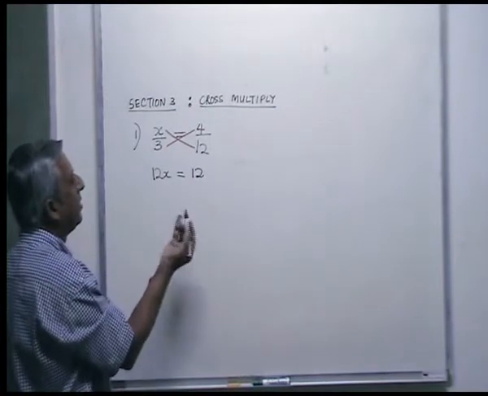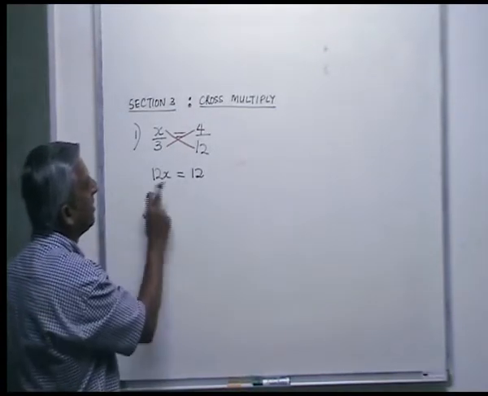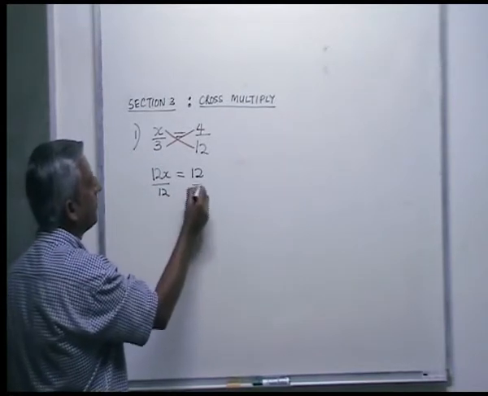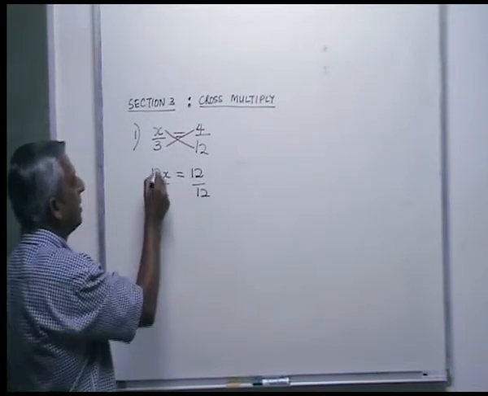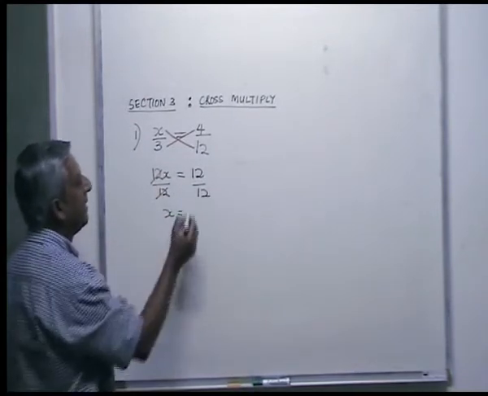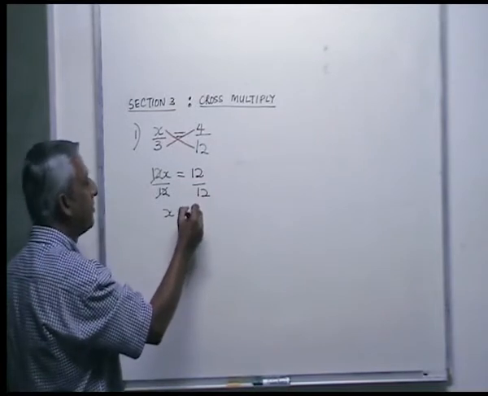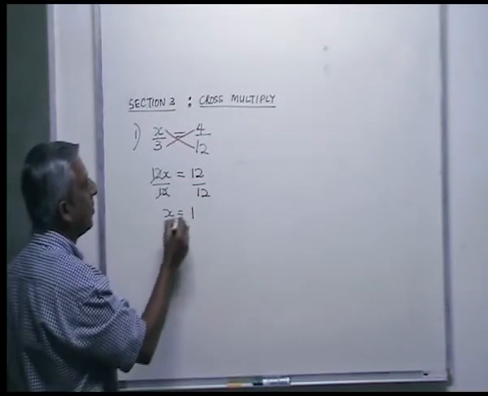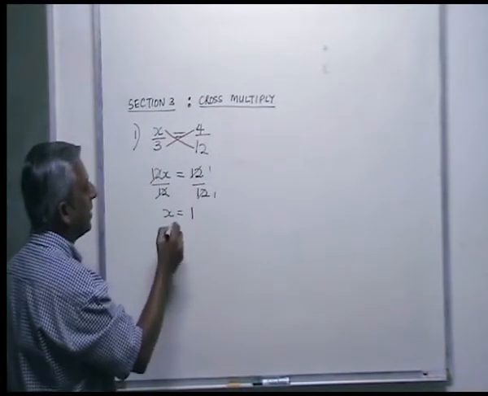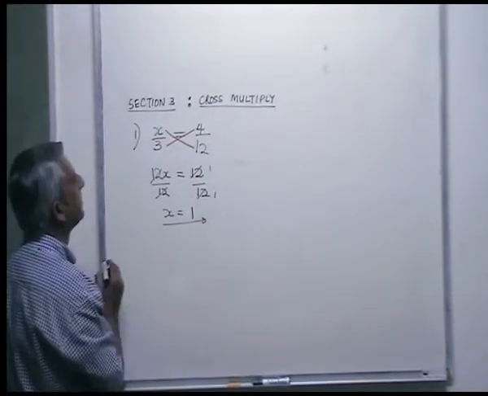And then here you can see now, in the next step I have to divide. So in this step I now have to divide. Divide by 12, divide by 12. 12 cancels, I'm left with x. And then 12 divides into 12, and the answer is 1. You see, 12 divides into 12, you got 1 over 1, which is 1. So the final answer is 1.